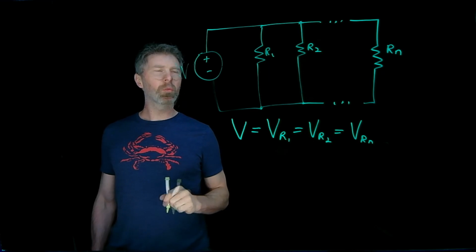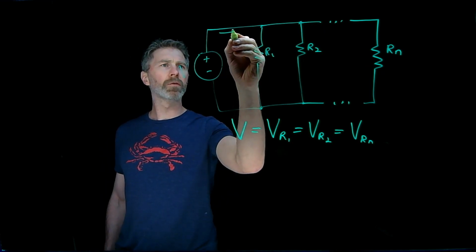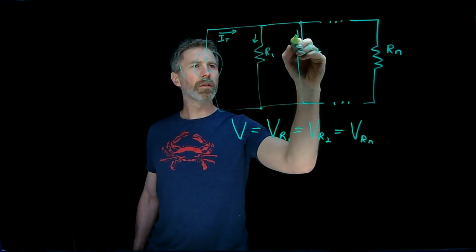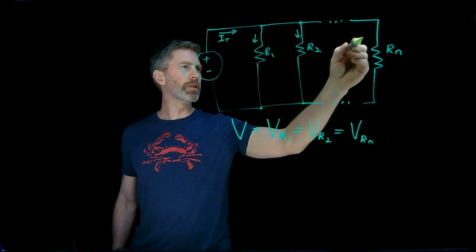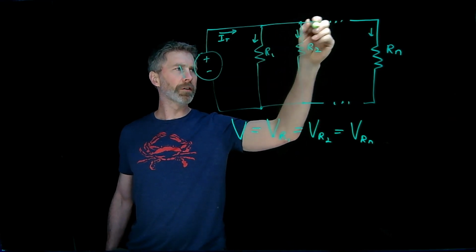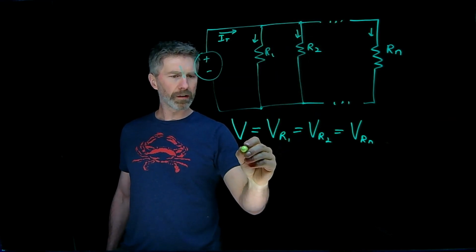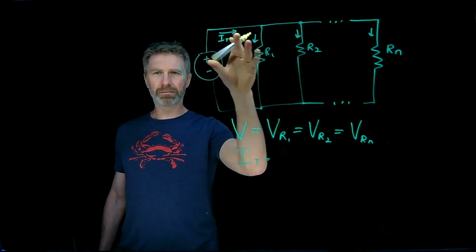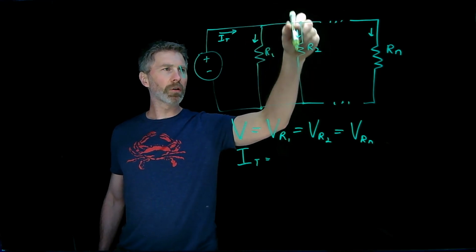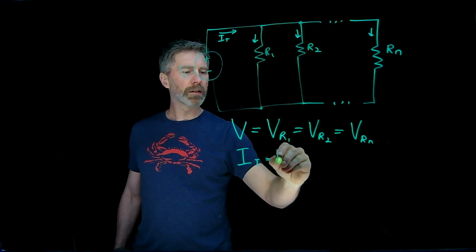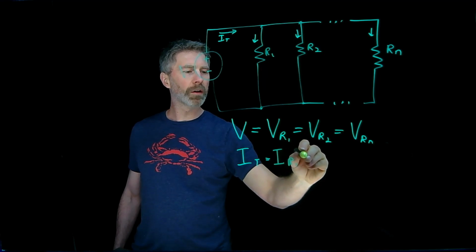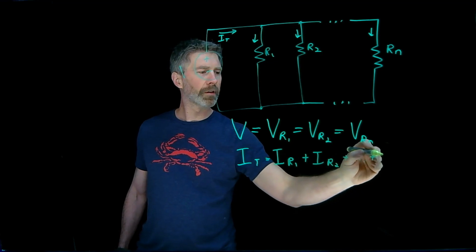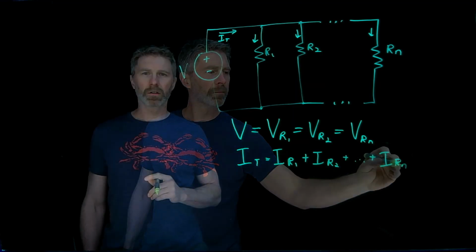What else do we know? Well, we know from Kirchhoff's current law that if we call this IT, and each one of these is the current associated with the resistor, so IR1, IR2, IRn, the total current coming into that node has to equal the total current coming out of the node. So that's going to have to be IR1 plus IR2 plus all of those other currents plus IRn. What else do we know?